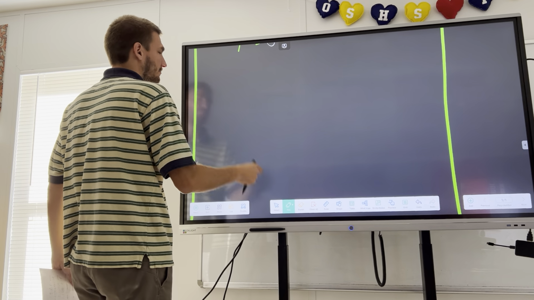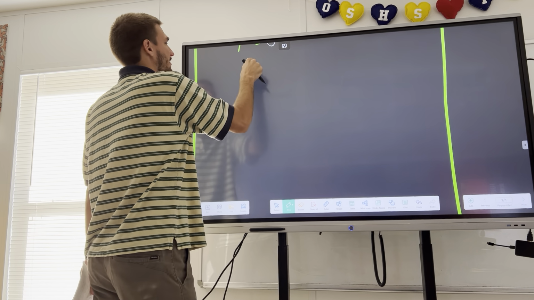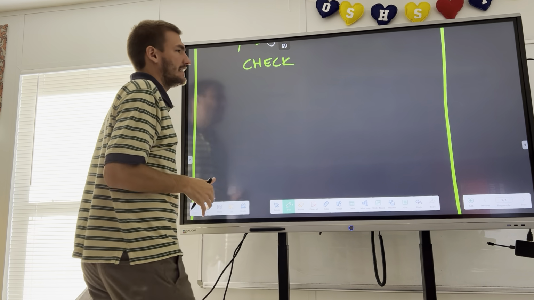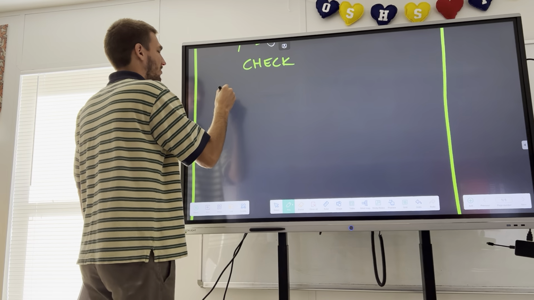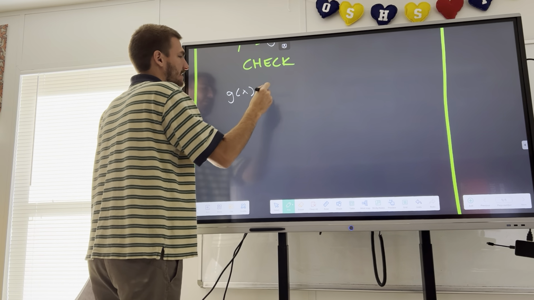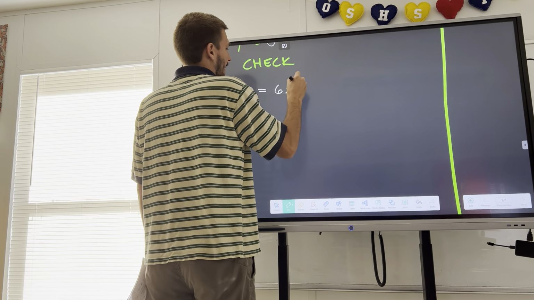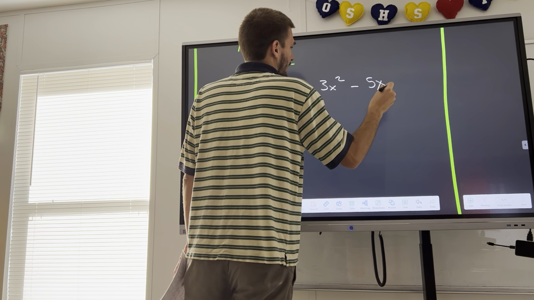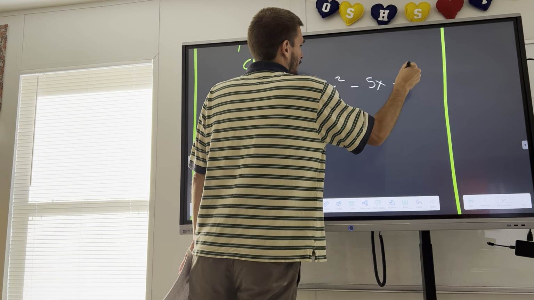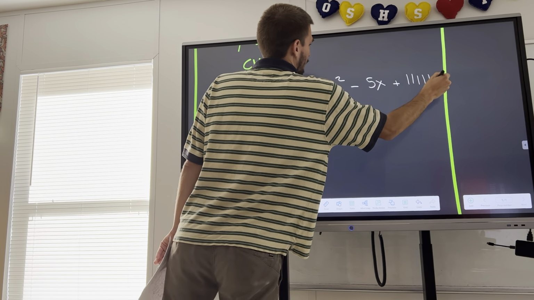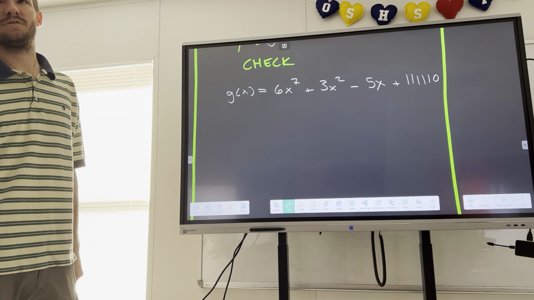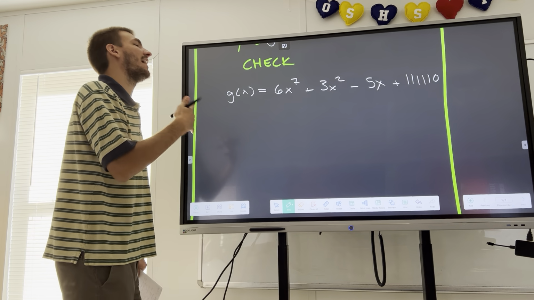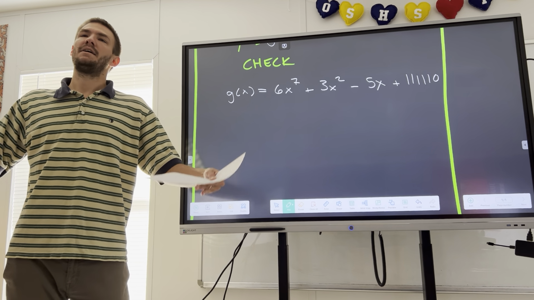Now, at this point, let's just do a little bit of a check and see if you can kind of know what's going on. G of x is equal to 6x power 7 plus 3x squared minus 5x plus 111,110. Can you find g prime? Can you take the derivative?